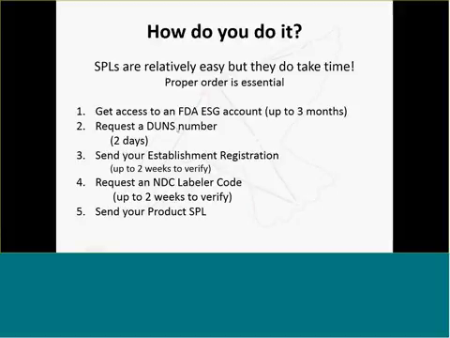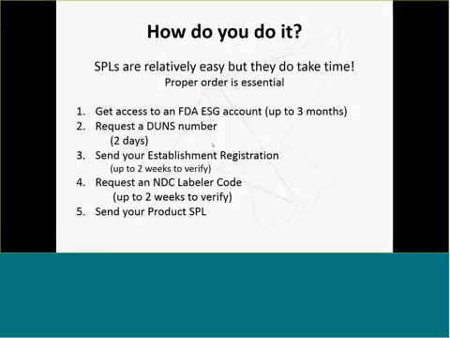Next, you have to request a DUNS number. This is Dun & Bradstreet, a fairly straightforward process. You submit a form and enter your company name and contact information, and they verify you're an actual operating company, and they'll issue you a number.